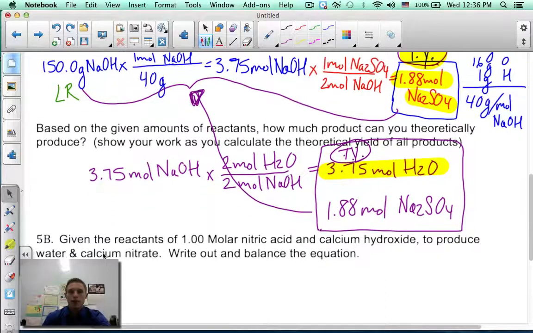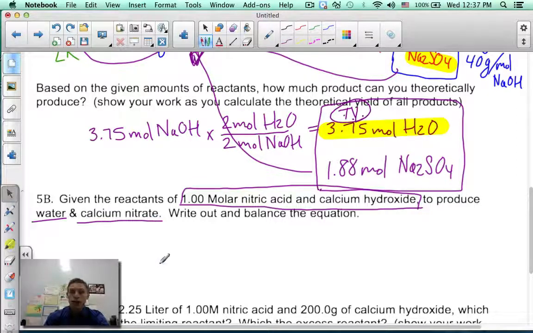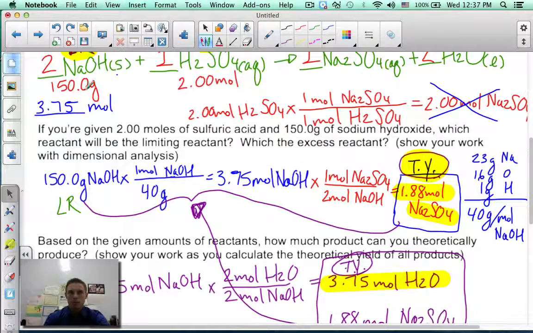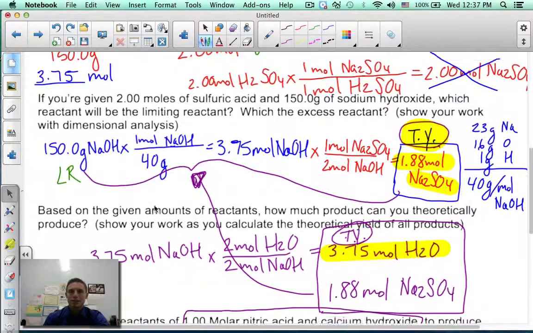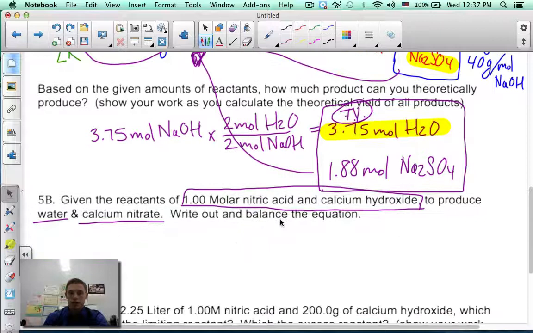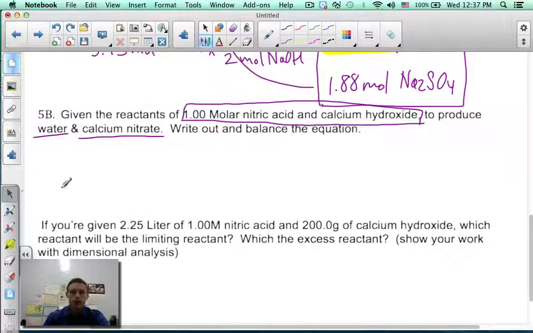Now, this is another totally new problem. We have 1 molar nitric acid with calcium hydroxide, and what it produces is water and calcium nitrate. So this is an acid-base problem, similar to the one up here. It's a very similar problem, but what's different is I'm giving you molarity. I haven't taught you this in class yet, so if you don't know how to do this problem and you try it, it's pretty hard. Alright, so let's try it.